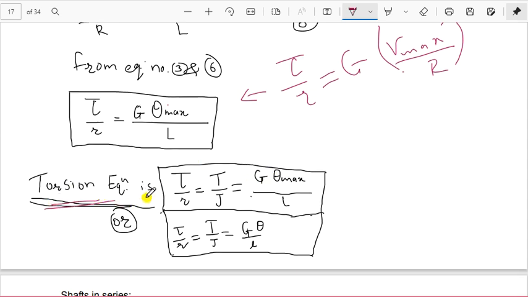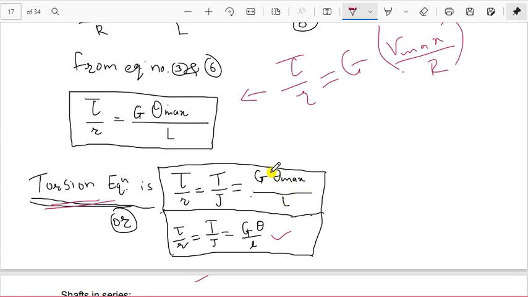So now we will discuss the shafts in series and their deflection due to torsion, that is torsional deflection. Before that, I would like to say something about this. Here you can see theta max by L and theta by small l. Actually, the maximum or the extreme value of theta is theta max, and the largest value of small l is capital L.